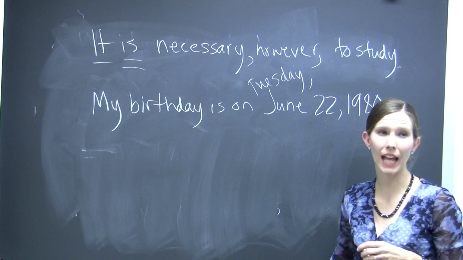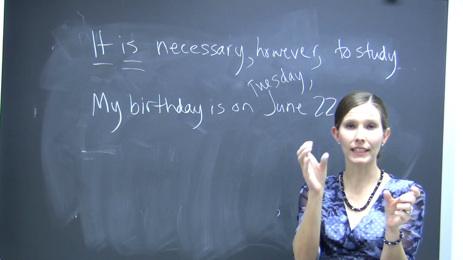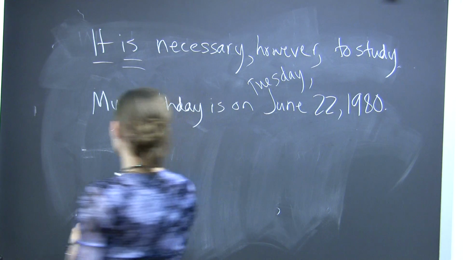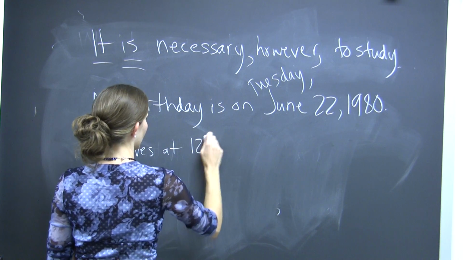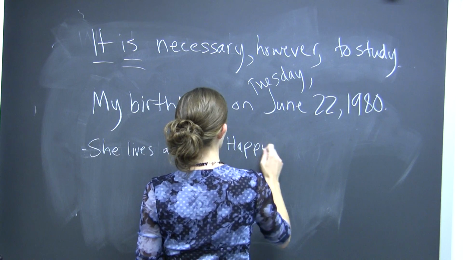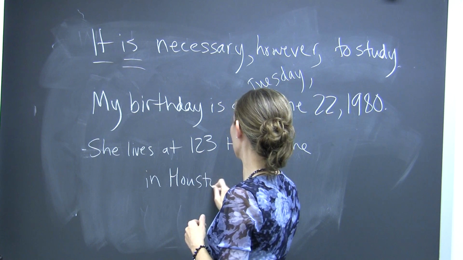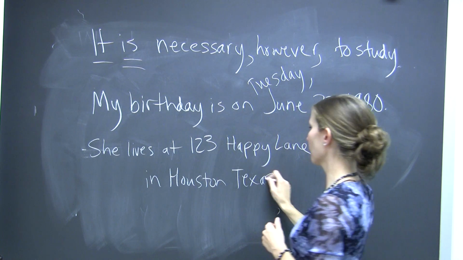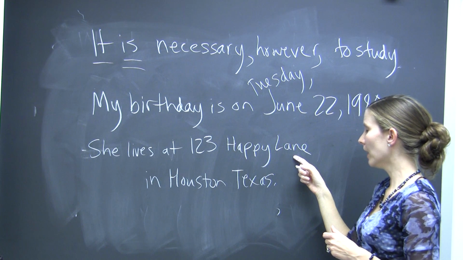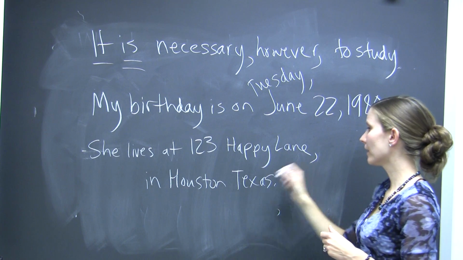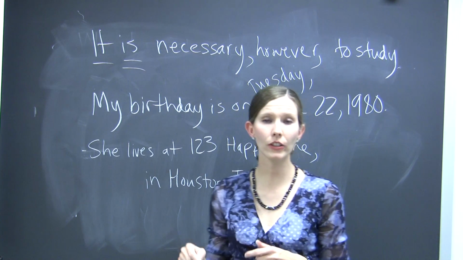The final rule has to do with the address of a street. You separate the name of the street from the city and the city from the state with a comma. So for example, she lives at 123 Happy Lane in Houston, Texas. I separate the address from the rest of the sentence and the city from the state with a comma. Okay, so that concludes the 9 comma rules.